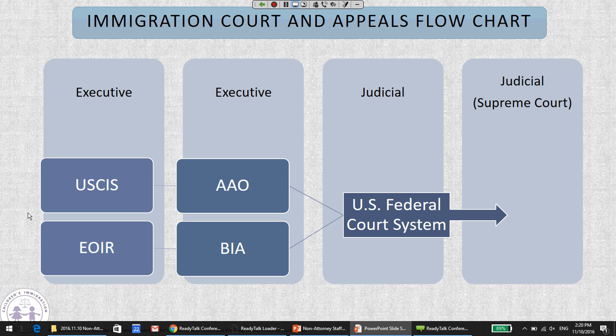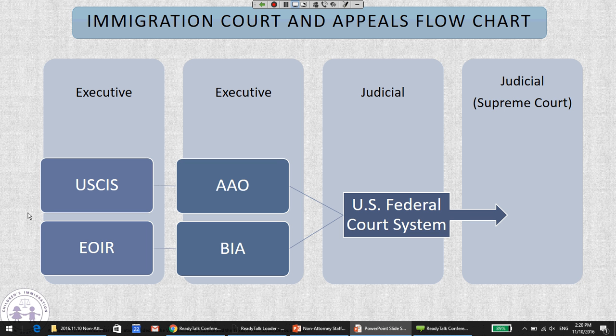But what happens if you want to appeal one of those decisions? That's when you jump into the federal court system. And you can see at the top of each of these boxes here where I've got it set up, you see that it jumps to the judicial branch of government when you get into the U.S. federal court system after an appeal to AAO or BIA.